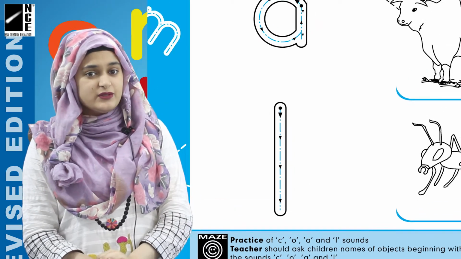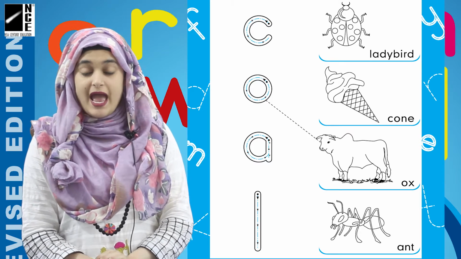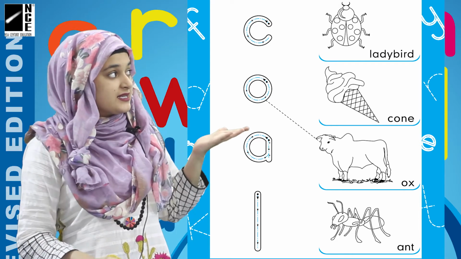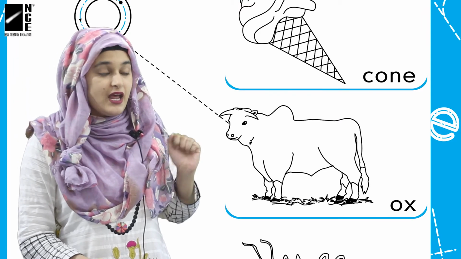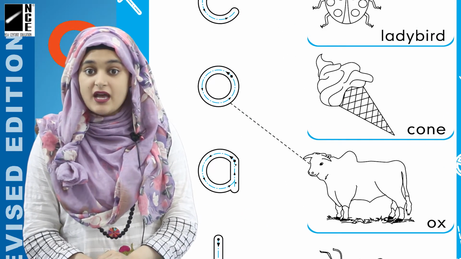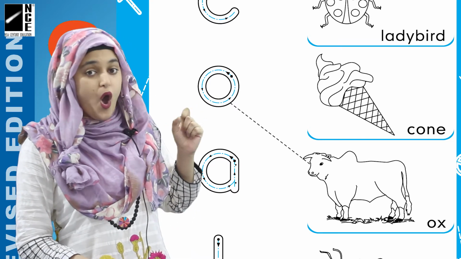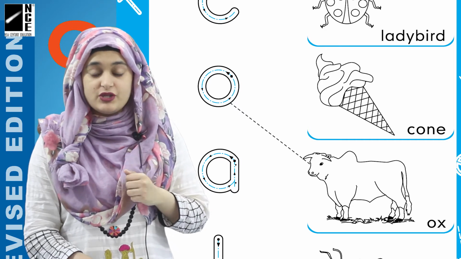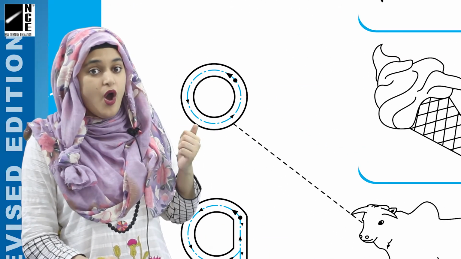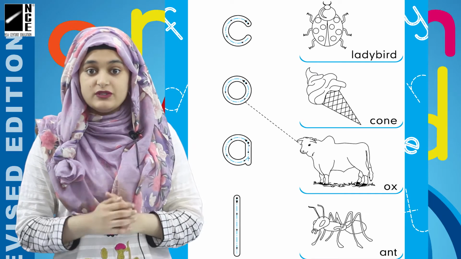Now children, can you see something else on this worksheet? We are going to match now, and for your ease, there is an example here. So, this is an ox. And what is the beginning sound of ox? It is O. So, ox is matched with O. It means that we have to match the pictures with their beginning sounds. Likewise, we have to match the other pictures with their respective beginning sounds.